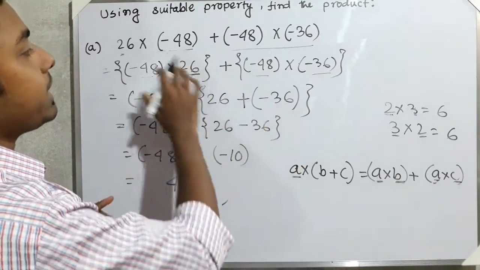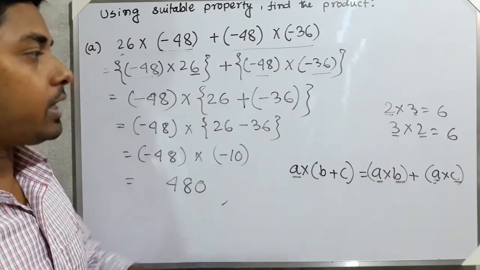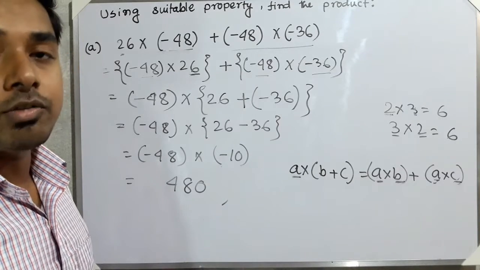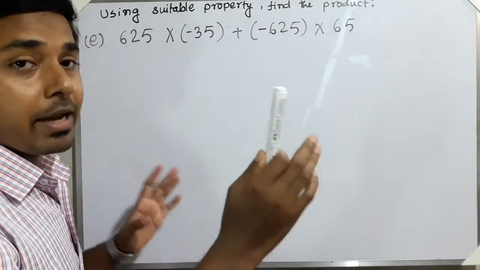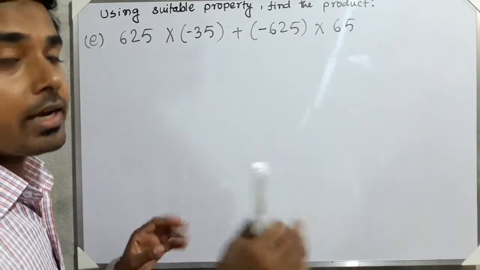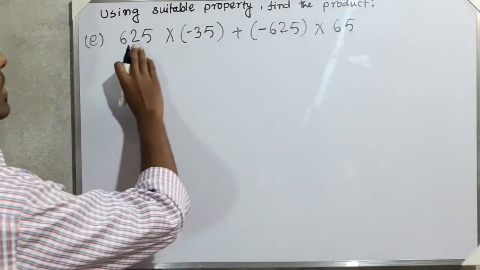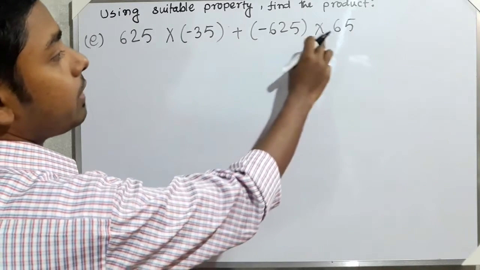We will solve the same types of questions first. Pause the video, then we will come to our next question. Now we have taken question number E, because I told you the same category questions we will solve first. It will be easy to understand. So, 625 into minus 35 plus minus 625 into 65.